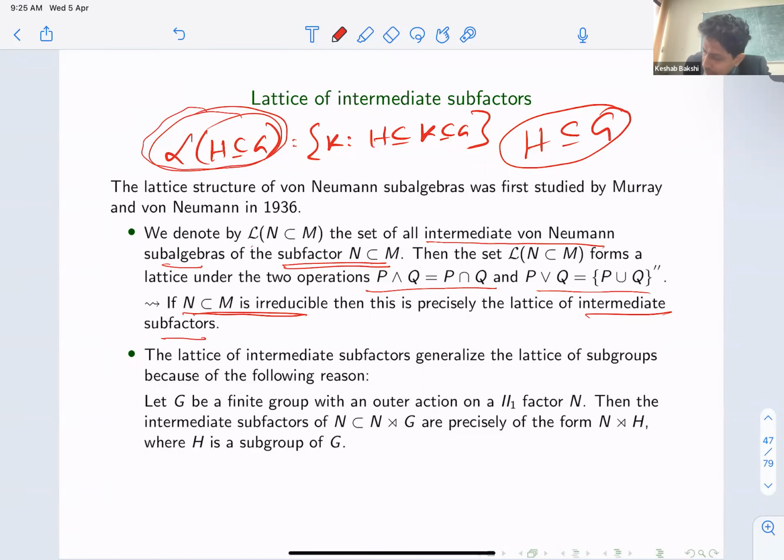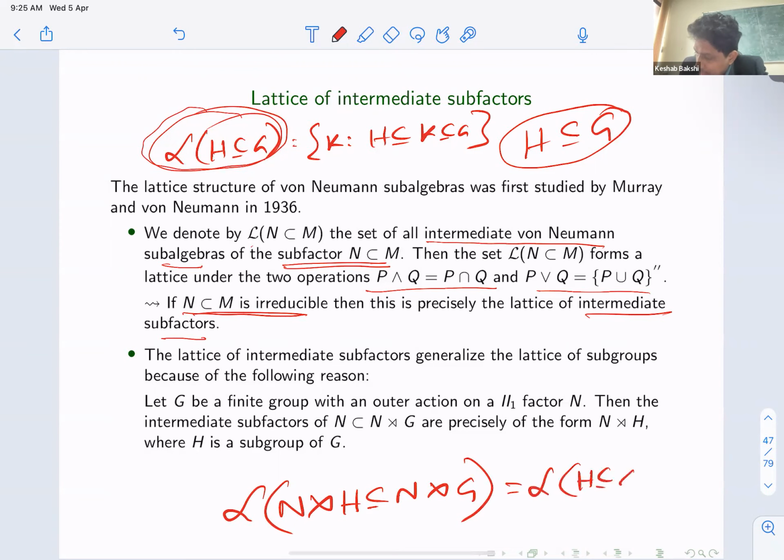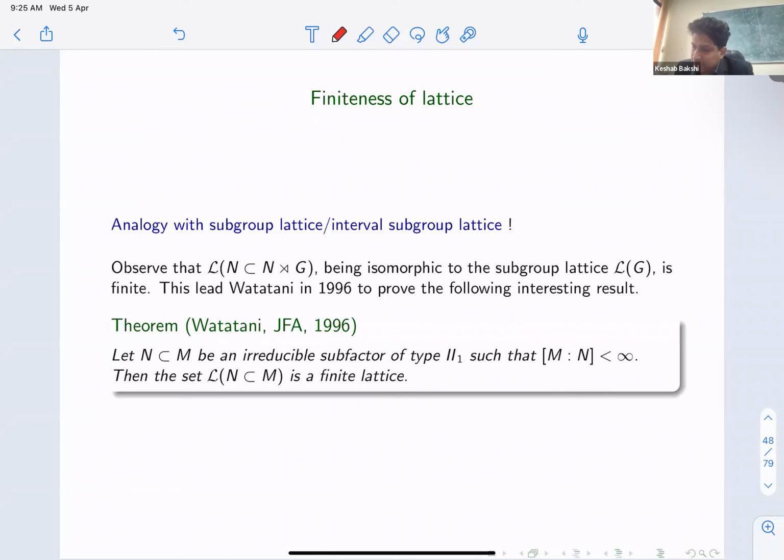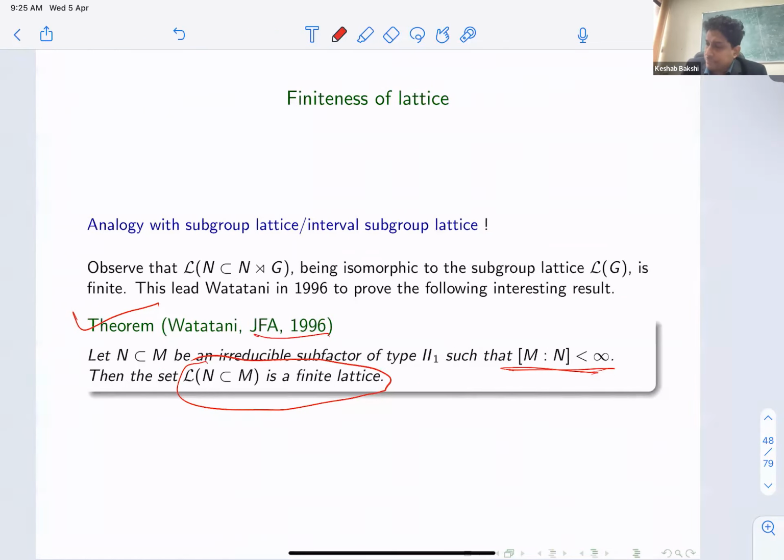This is the exact generalization of the overgroup lattice. Suppose we have a subfactor N cross H subset N cross G. This lattice in the subfactor sense is the same as the lattice in the group sense. So this is the perfect generalization. And Watatani in 1996 proved that if the subfactor is irreducible and the index is finite, then this is a finite set. That is what Watatani proved in this JFA paper, following ideas of Popa and Christensen, I think.